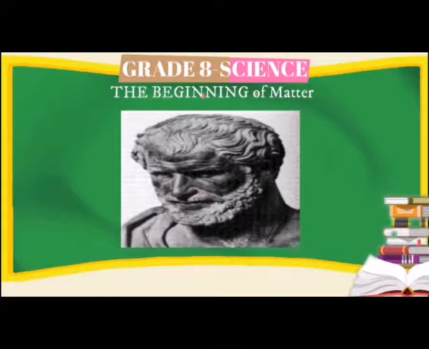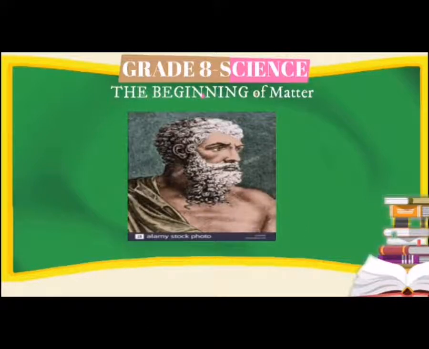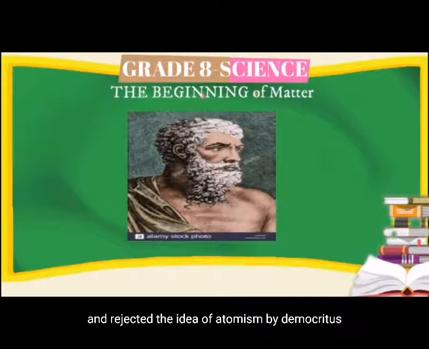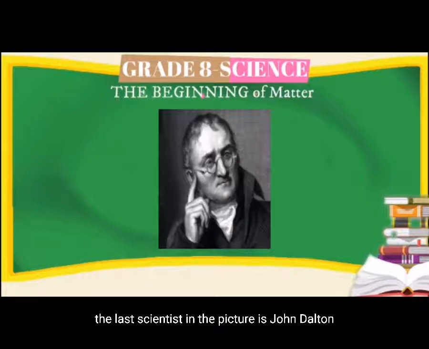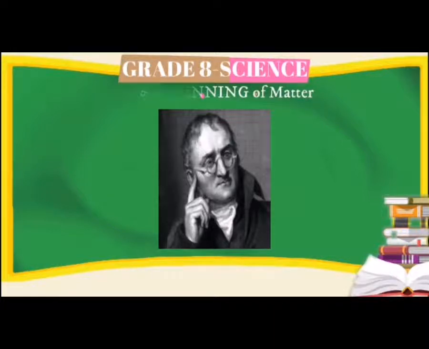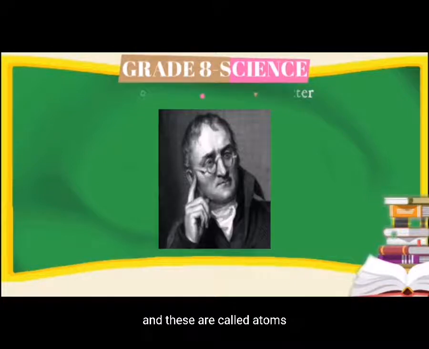The next picture, we have Aristotle. He is a Greek philosopher who challenged and rejected the idea of atomism by Democritus. The last scientist in the picture is John Dalton. He is an English scientist who performed experiments with gases. His results convinced him that matter was made up of tiny, indivisible particles, and these are called atoms.